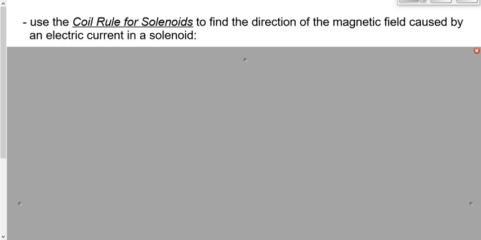It would generate an electromagnet, right? Maybe you've done that in elementary school when you were doing magnetism. You take a nail, you wrap a wire around it, you hook it up to a battery, and then you pick up thumbtacks with it, or you pick up paper clips with it. You made an electromagnet. That's a solenoid, a coil of wire. There's a rule that we call the Coil Rule that allows us to find the magnetic field caused by that solenoid. Essentially what it boils down to is finding the polarity of that electromagnet that you've just generated.